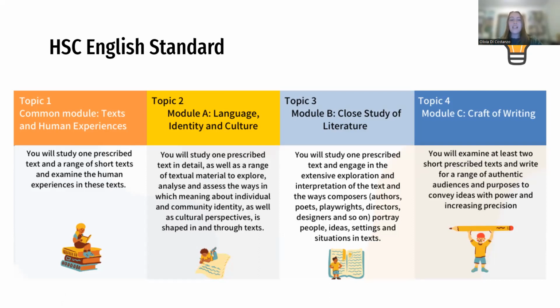Module A then requires students to study a prescribed text in detail. And then in Module B, students look at how the construction of the text works to produce meaning. And then finally, Module C is the craft of writing. And this is a creative writing unit where students study at least 2 short texts so that they can develop their own creative writing style. And you'll be looking at a range of texts, that being imaginative, discursive, and persuasive.